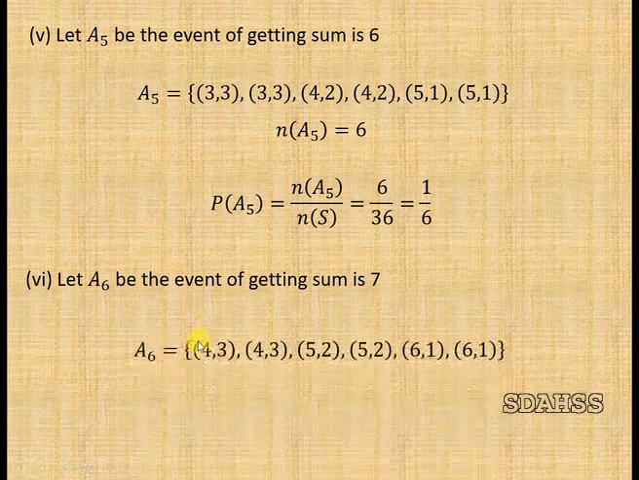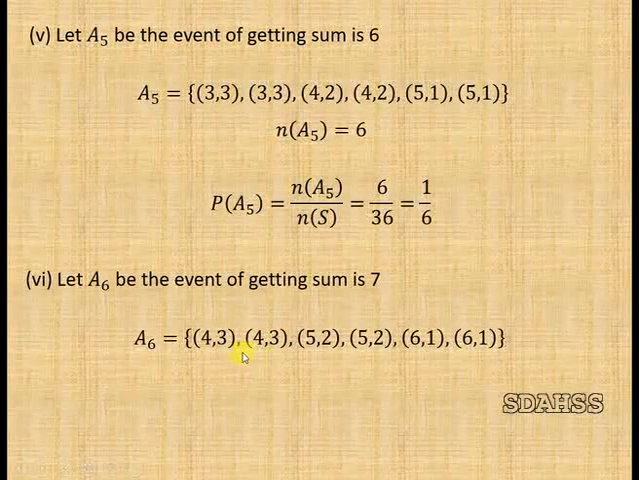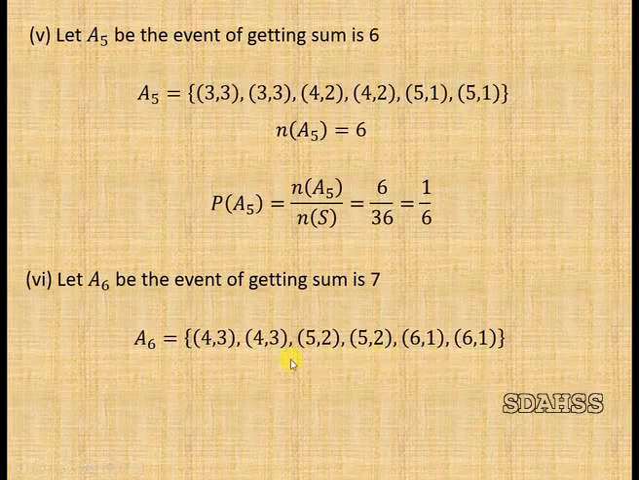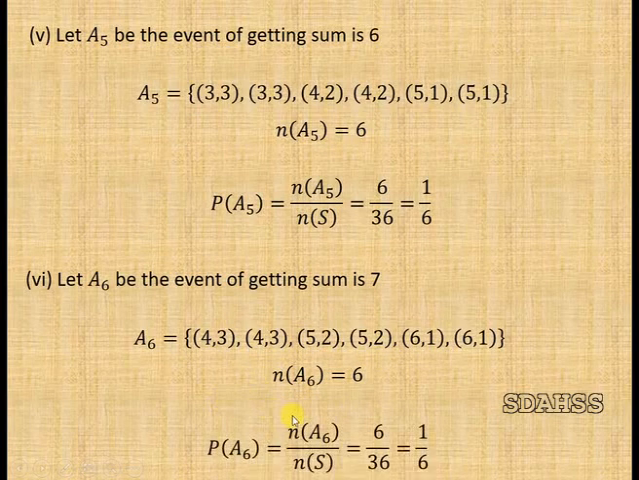A6 be the event of getting sum is 7. So A6 is equal to {4,3}, {5,2}, {6,1}, so N of A6 is equal to 6. P of A6 is equal to N of A6 by N of S, that is 6 by 36.